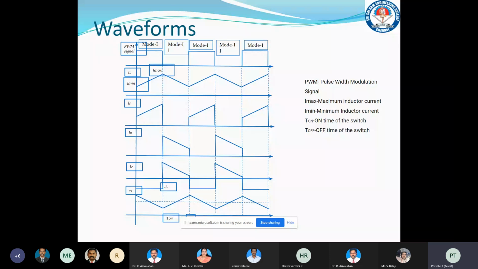And the last waveform shows the capacitor voltage. During mode 1, the capacitor discharges its energy, and during mode 2, the energy gets stored in the capacitor. So the voltage increases from the minimum value to the maximum value. The dashed line shows the average capacitor voltage, which appears as the output voltage across the load.